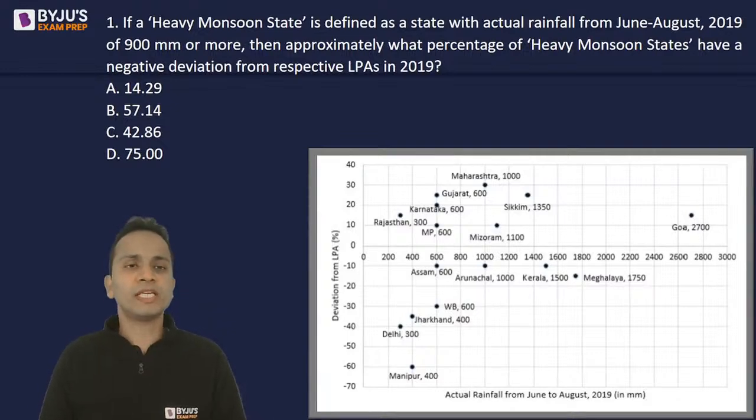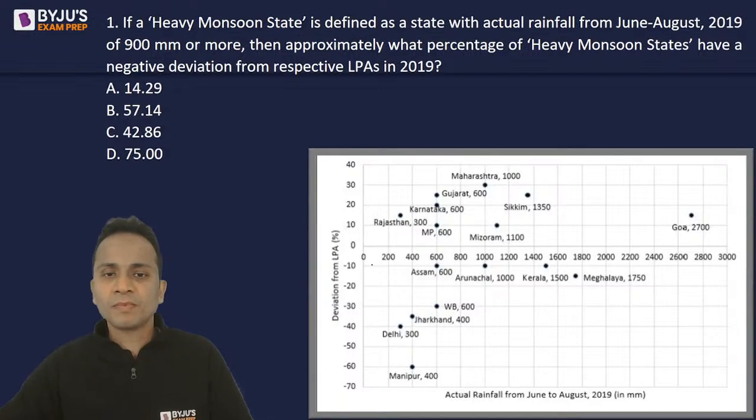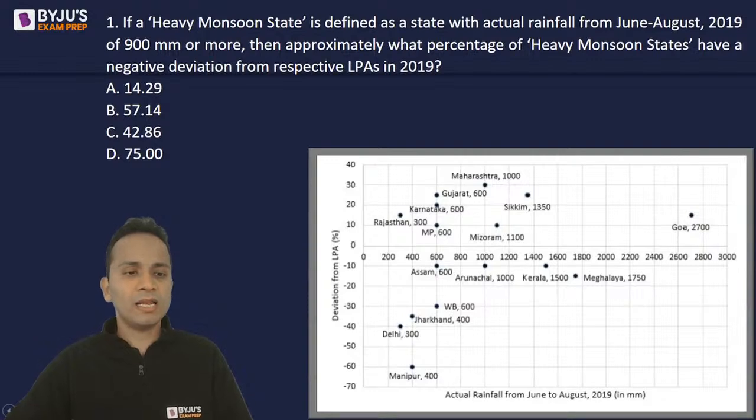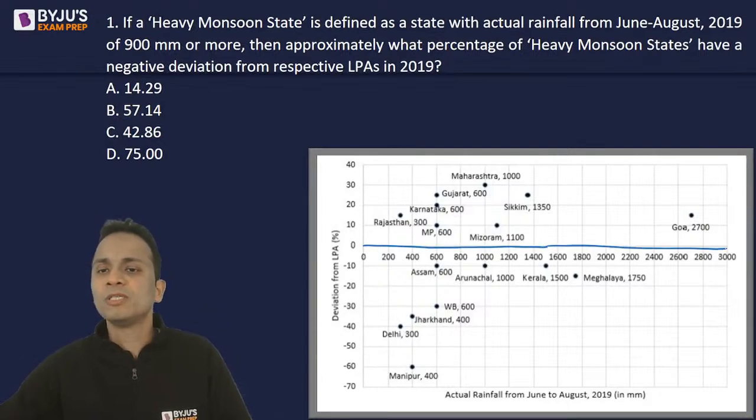So let's read this question once again. If a heavy monsoon state is defined as a state with actual rainfall of 900 mm or more. So 900 mm or more, this is a heavy monsoon state. So 900 mm, as you can see on this graph, 0, 200, 400, 600, 800, 1000. Now between 800 and 1000, this will be the line of 1000. I'll mark it with a different color, blue color. So this is the line I am talking about. Okay, and 900 will lie somewhere here.